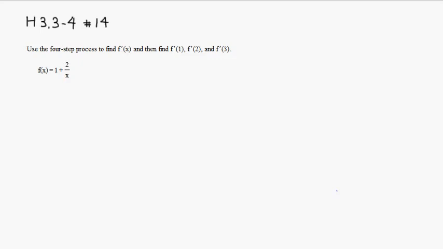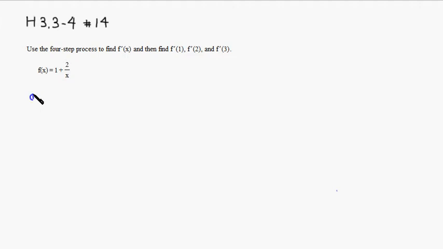Okay, let's look at the homework 3.3, 3.4, problem number 14. All right, so we're going to use a four-step process to find f prime of x. So let's do that. This is called a four-step process because we're going to split it into four smaller steps.